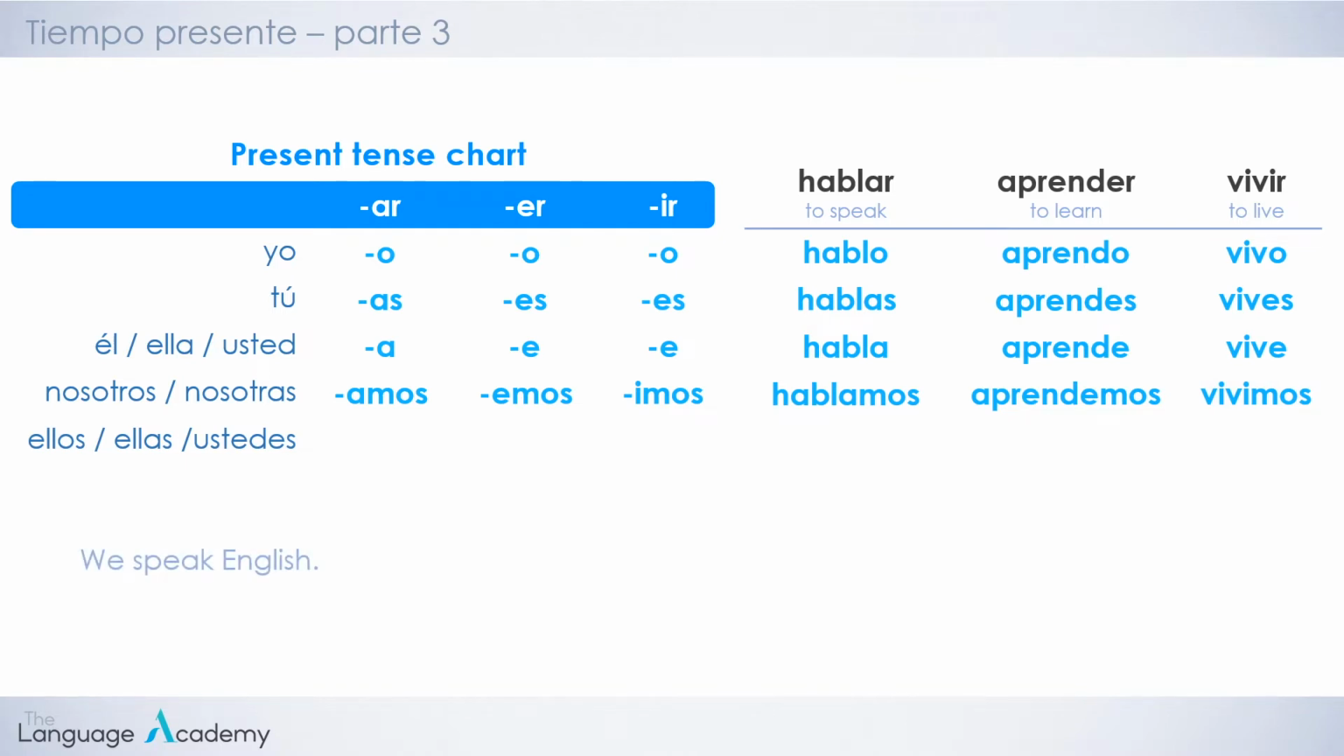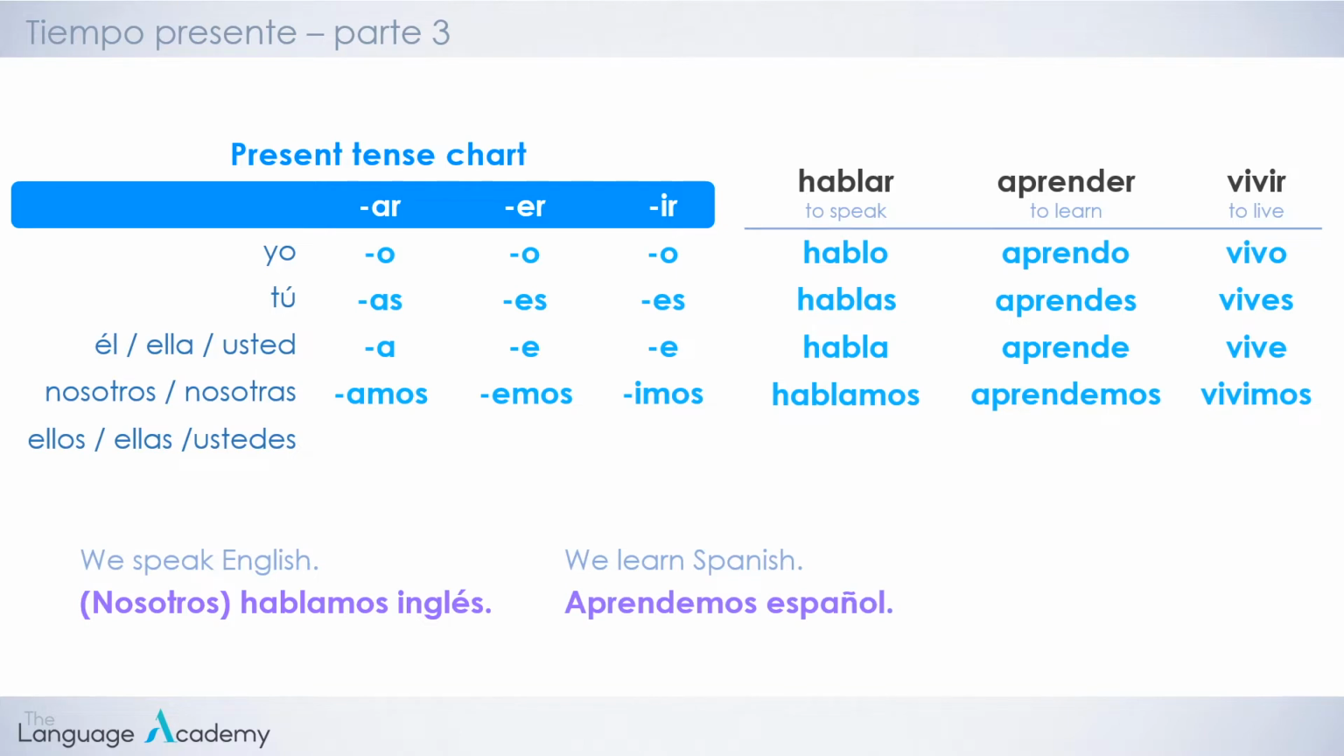How do you say in Spanish, we speak English? Hablamos inglés. In this case, using nosotros is not very necessary, because hablamos can only mean nosotros or nosotras. We learn Spanish. Aprendemos español. We live in China. Vivimos en China.